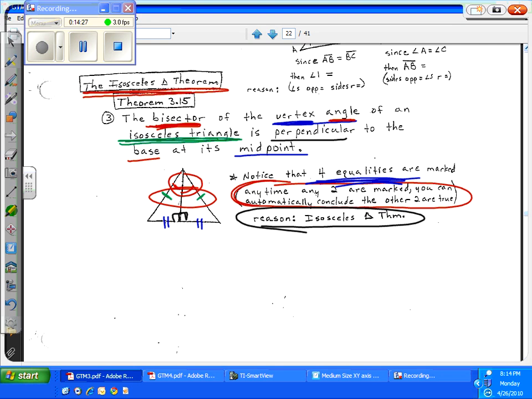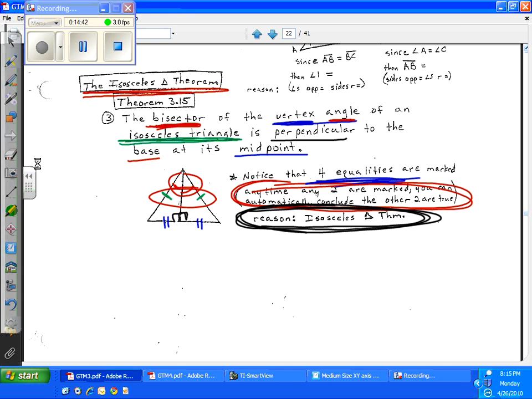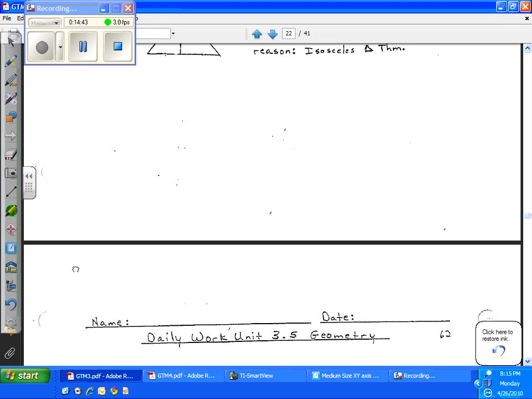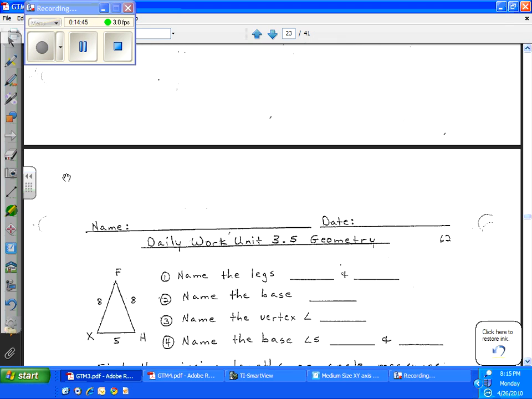And we've said that anytime two out of those four equalities are true, we can go ahead and conclude that the other two are true based on the reason Isosceles triangle theorem. Any questions on that? Okay, so that gets us to the daily work, which we will begin to record in a moment.